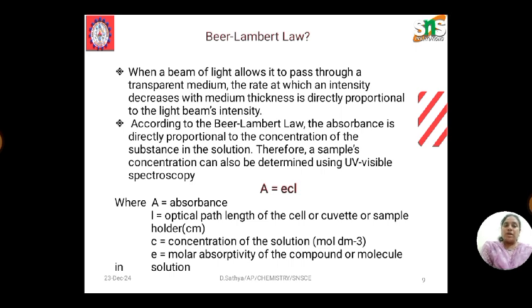ε is the molar absorptivity of the compound or molecule in solution. l is the optical path length. A is the absorbance. c is the concentration.